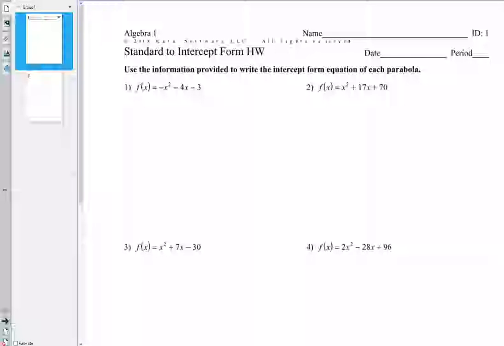So today is going to be simple. If you understand factoring, it's going to be simple. If you don't understand factoring, you're going to struggle. But we're going to go from standard form to intercept form.